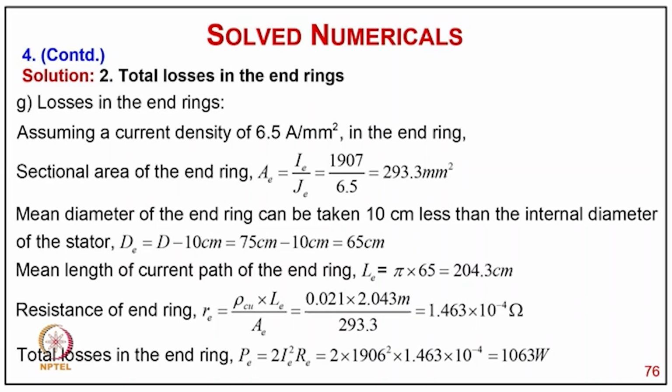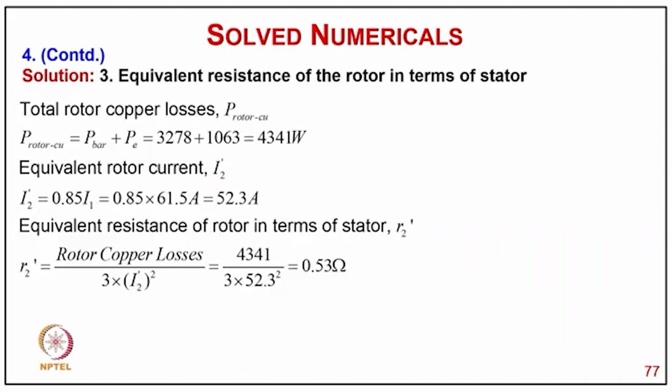Total loss in end rings comes P equals 2 I E square R E. Putting value, it comes 1063 watt. Total rotor copper losses or winding loss, P rotor, is P bar plus P, that comes 4341 watt, and equivalent rotor current is I2 equal to 0.85 I1, so it comes 52.3 ampere. So equivalent resistance on stator side R equals rotor copper losses divided by 3 into I2 square, so it comes 0.53 ohm.